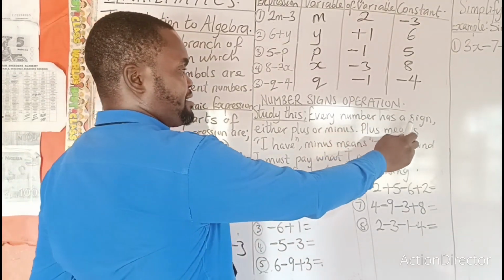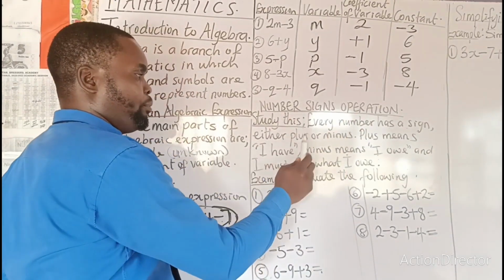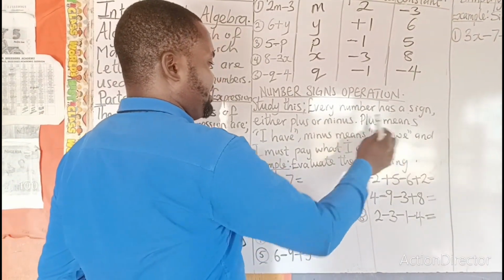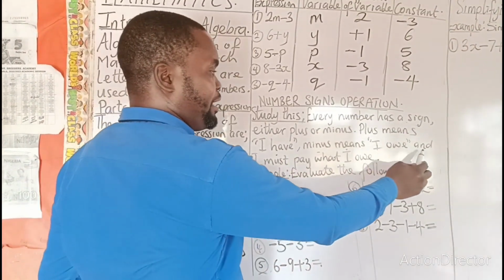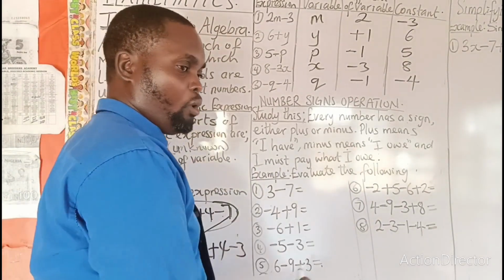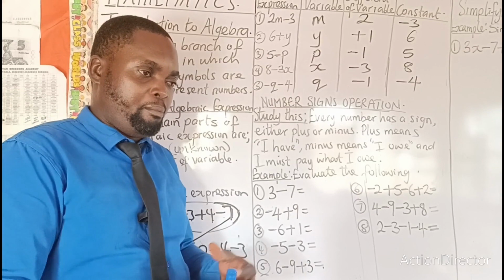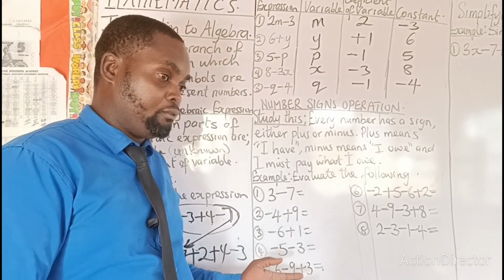Every number has a sign, either plus or minus. We have learned that. But now, plus means I have, minus means I owe. And I must pay what I owe. Actually, we are trying to use a method, a money method, to be able to solve this.